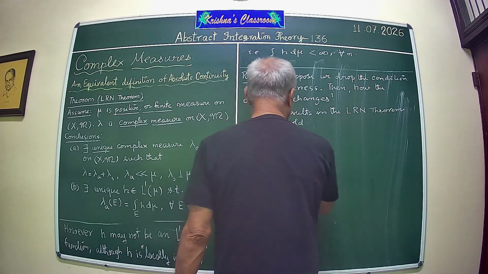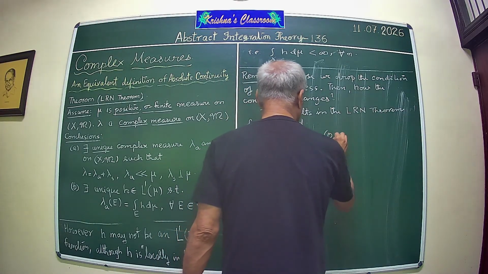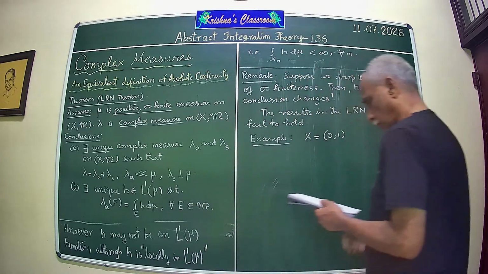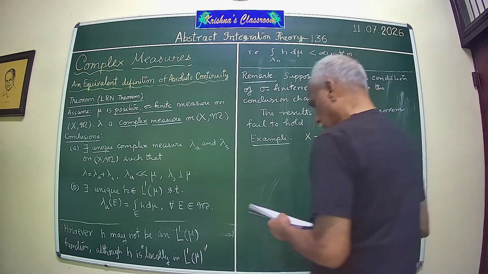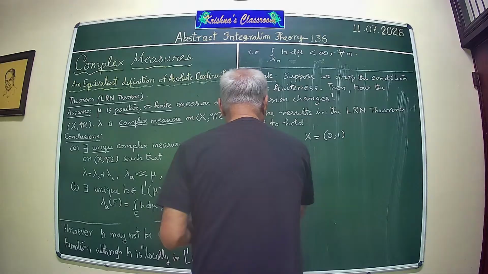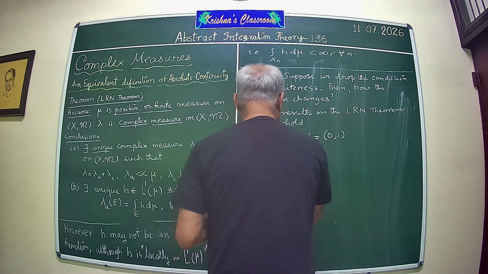We take X to be equal to the open interval 0, and mu is the Lebesgue measure.